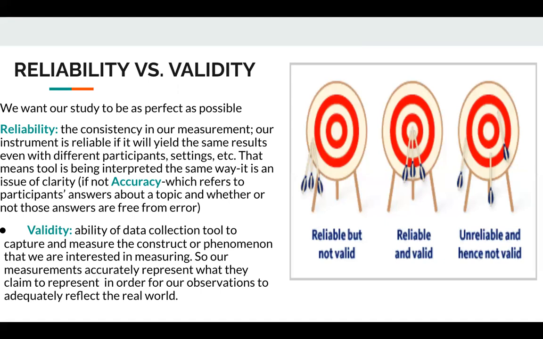If it's unreliable, meaning that every time you ask it of someone, they interpret it differently, they answer it differently, well, the fact that it is unreliable makes it not valid, because you have no way of knowing what the truth is here. What we're looking for in our measures is that they be reliable and valid, that they accurately capture the phenomena that you're wanting to ask about, and that people consistently interpret your measures in the way that you want them to interpret.